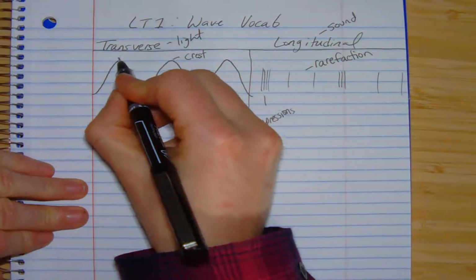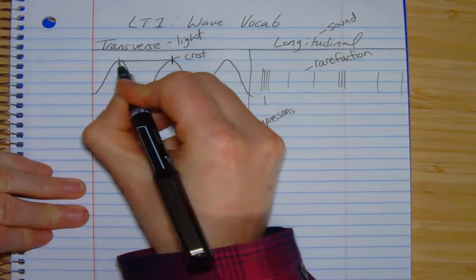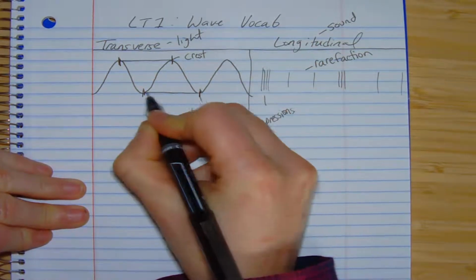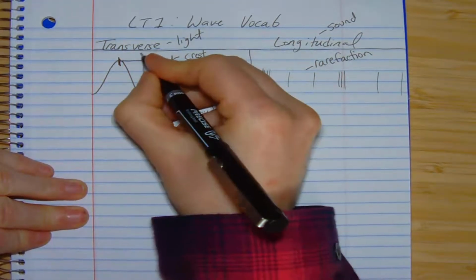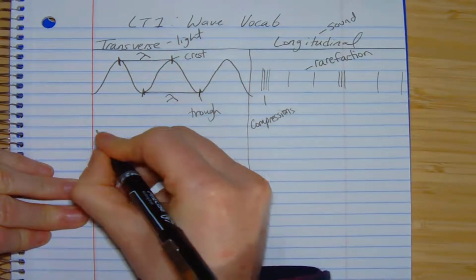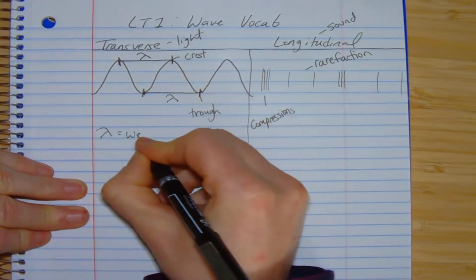Wavelength, distance between identical points on a wave. So you can measure crest to crest. You can measure trough to trough. The symbol is lambda, the Greek letter lambda. That is wavelength.